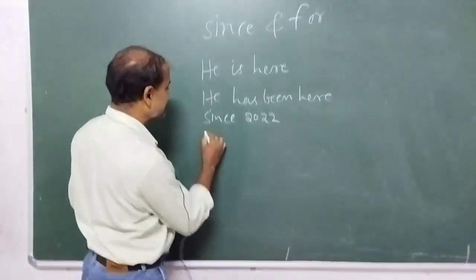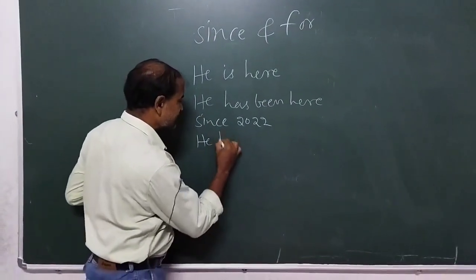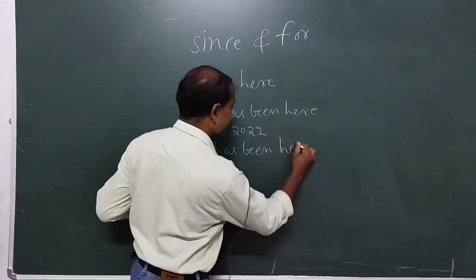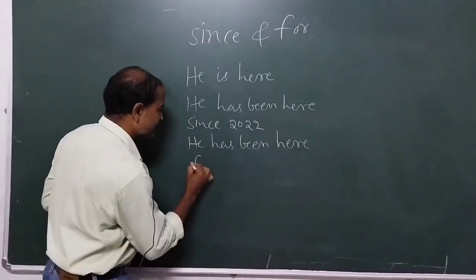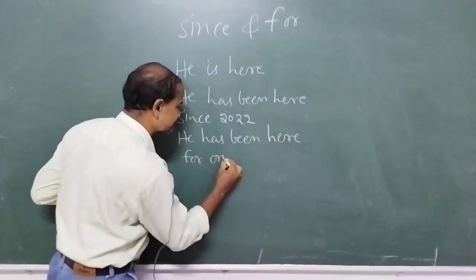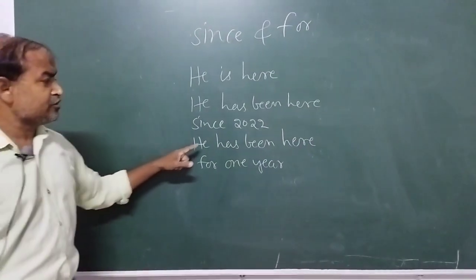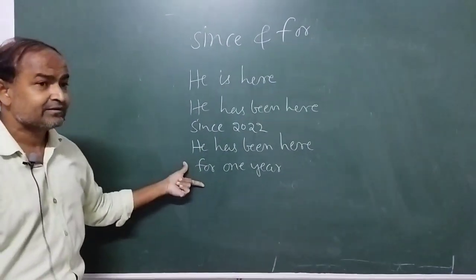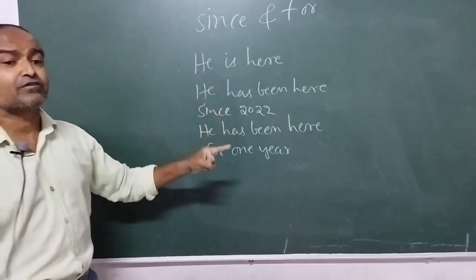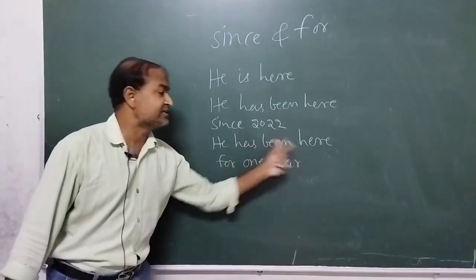Now here if you take the same example, you see he has been here for 1 year. So he came here 1 year ago, and from that time onwards till now his being is there.